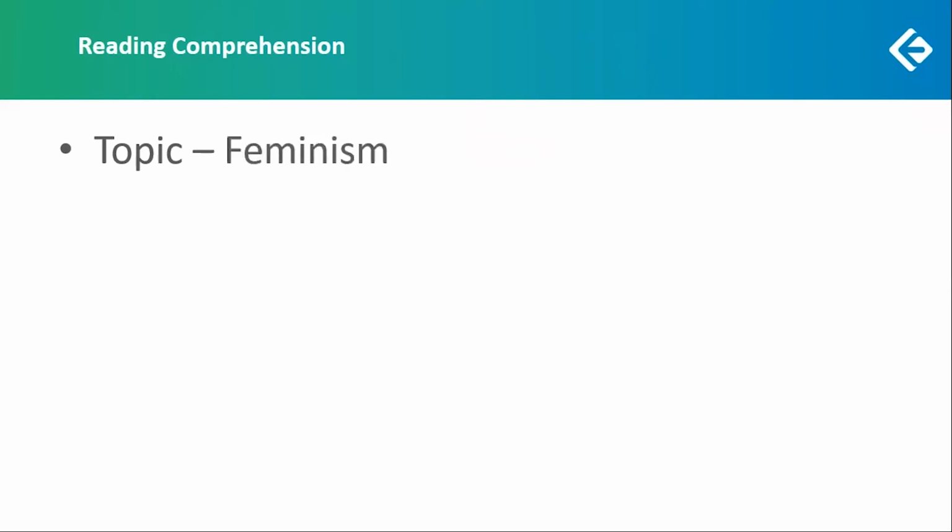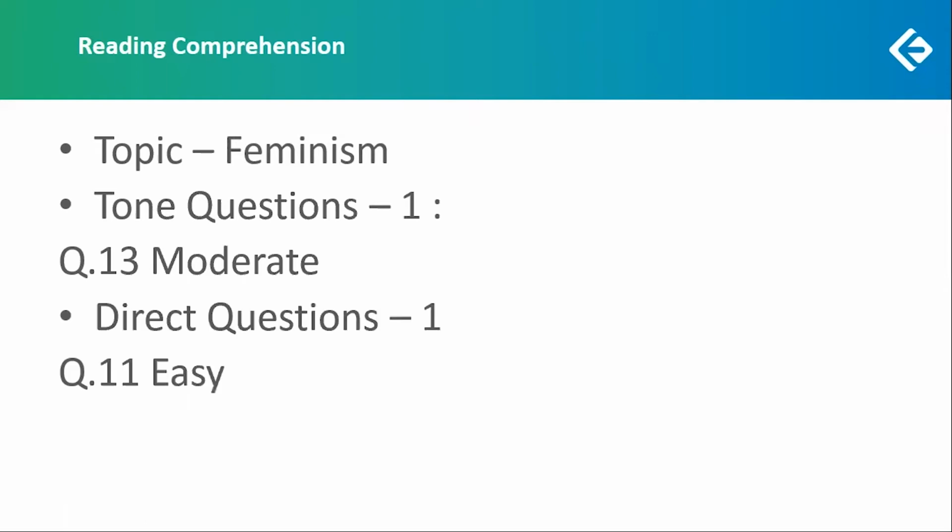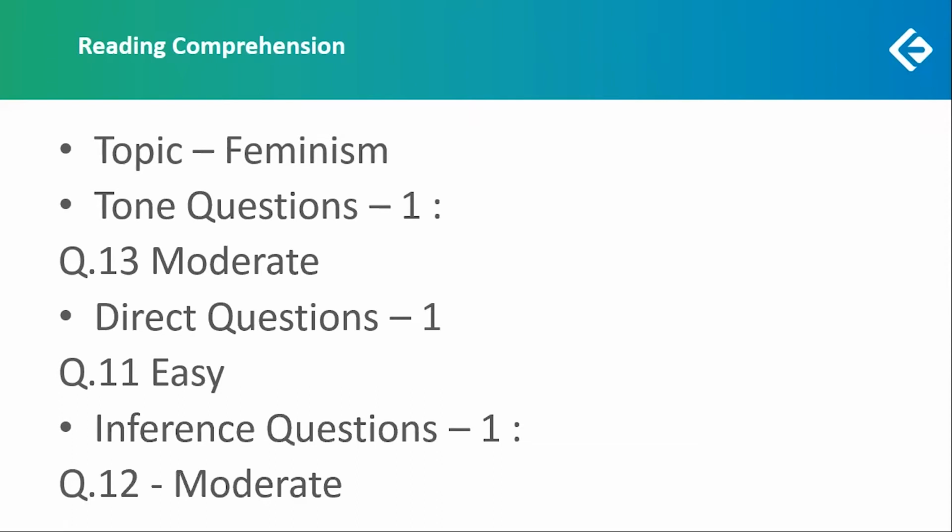Third passage we had related to feminism with a historical perspective on it. You had one tone based question which could be termed as moderate, question 13, one direct question which was easy, one inference question which is moderate. So you could have scored 2 out of 3 here if you attempted this passage, at least.